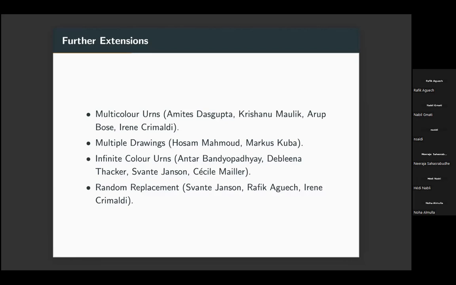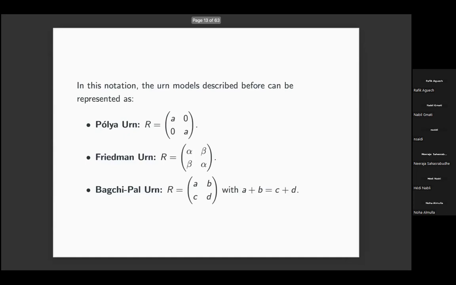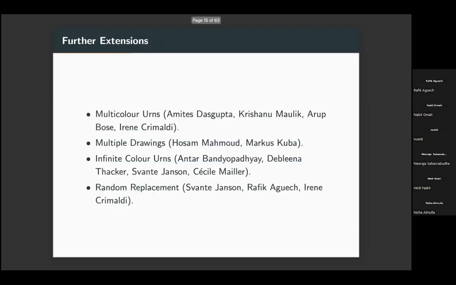Then there have been infinite color urns and also random replacement urns. I guess it's clear what I mean by infinite colors, but let me explain what I mean by random replacement. So these replacement matrices right now, I'm fixing these A's, alphas, betas, B's and C's. These are some fixed numbers. Instead, you can take them to be random variables. So at every time you add a random number of balls to the urn. That is what I mean by random replacement.